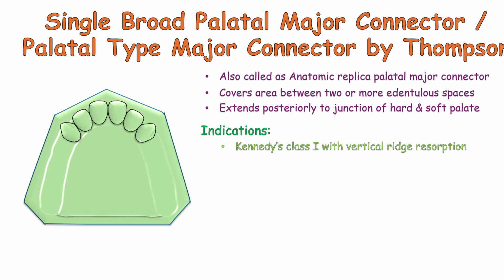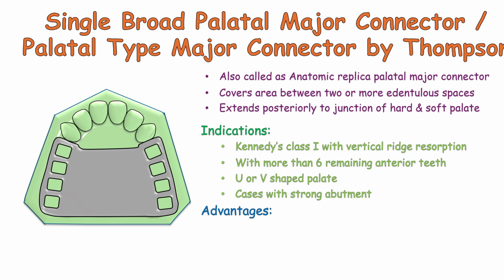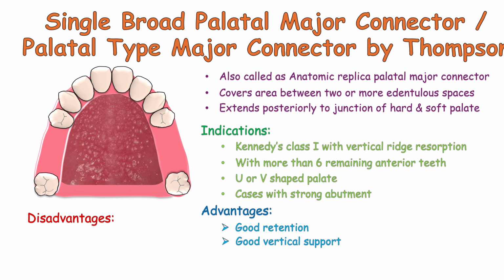Kennedy's class 1 cases with vertical ridge resorption, that is bilateral edentulous areas located posterior to the remaining natural teeth, and with more than 6 remaining anterior teeth present. U or V-shaped palate. In cases with strong abutments. Advantages: it has good retention due to the presence of interfacial surface tension, and it has good vertical support. Next, disadvantages: it may cause papillary hyperplasia.